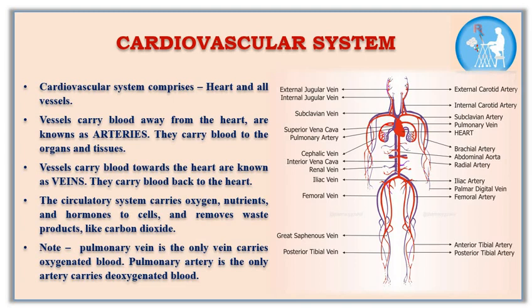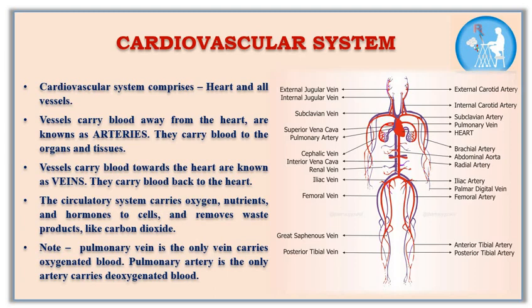Those vessels that carry blood away from the heart are known as arteries. They carry blood to the organs and tissues. Whereas those vessels that carry blood toward the heart are known as veins. They carry blood back to the heart. The circulatory system carries oxygen, nutrients and hormones to cells, and it removes waste products like carbon dioxide, etc.